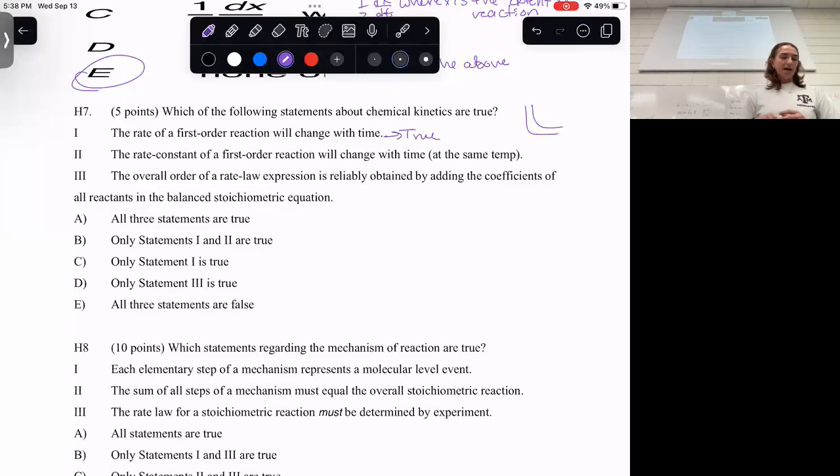Right, but the rate of a first order reaction will change with time. This is true. We can manipulate that equation in order to get to a straight line curve. And we'll talk about that in a little bit.